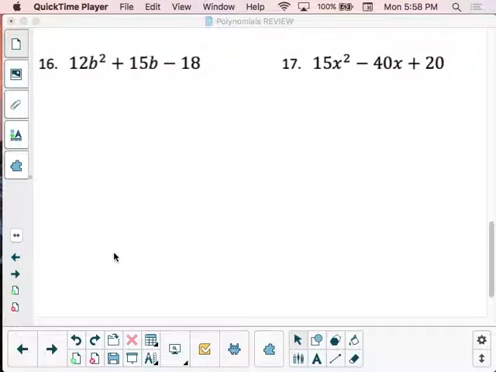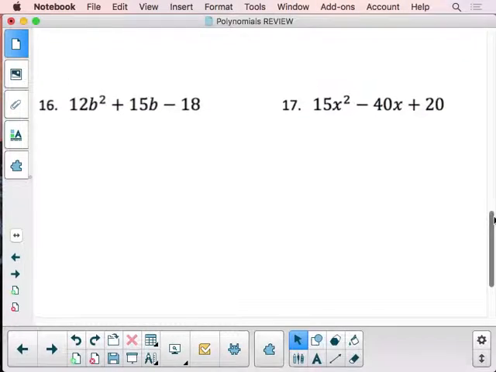Everybody, this will be the last of our polynomial review screencast. We're going to go over problems 16 and 17. Now, these are the more challenging of all the homework problems that you had. What we're looking to do here is these are the problems where you had to factor and then factor again. So I'm going to write that up here.